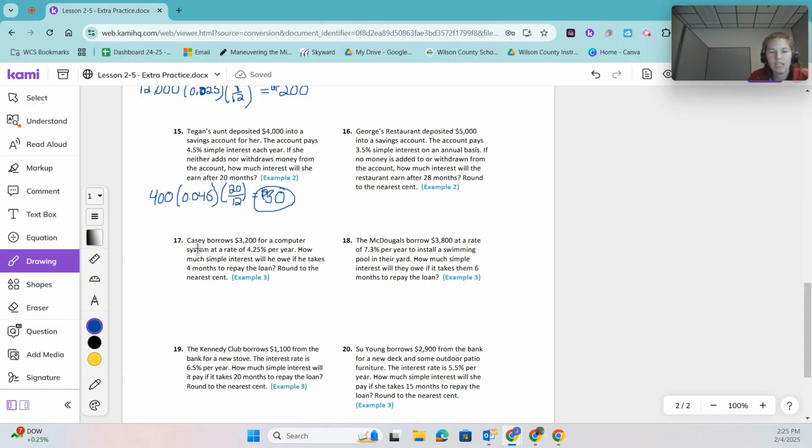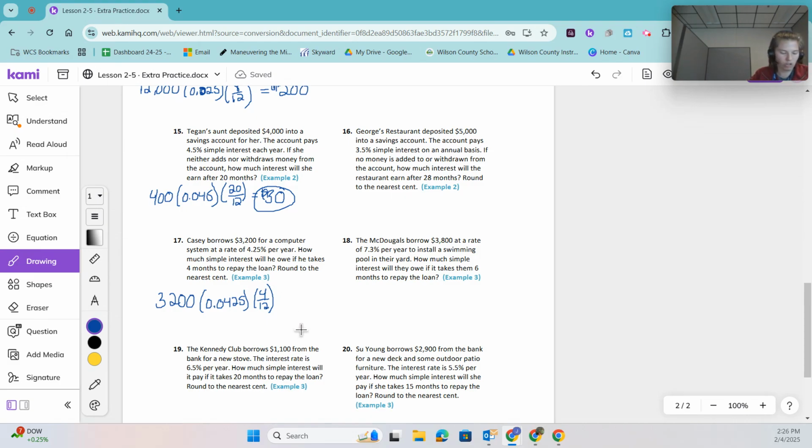Now this one is how much interest will you owe? So Casey borrows $3,200 for a computer system at a rate of 0.0425 per year. How much simple interest will he owe if he takes only 4 months to repay the loan? So that's 4 out of 12.